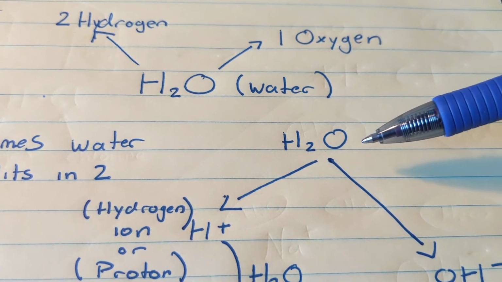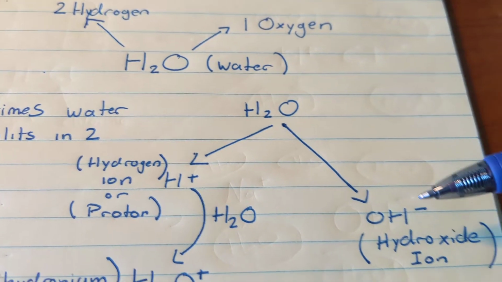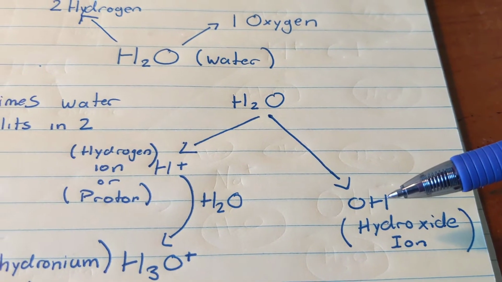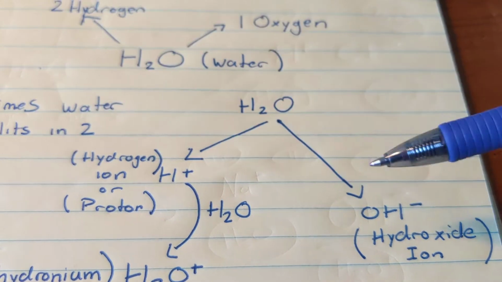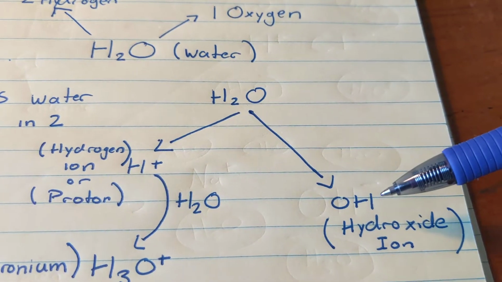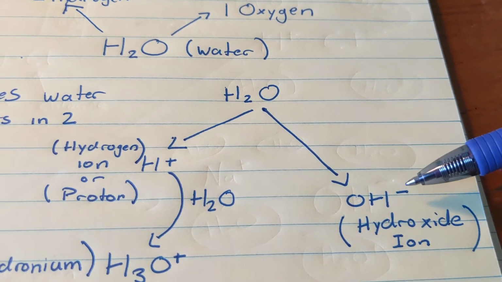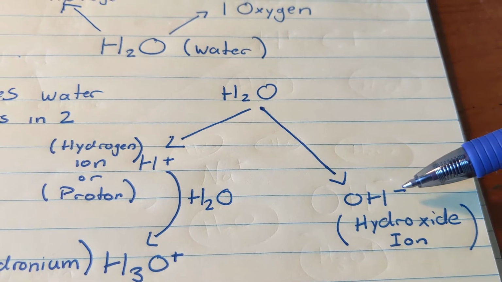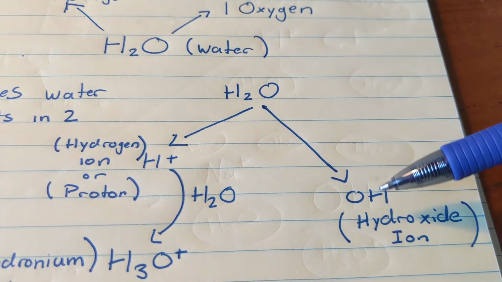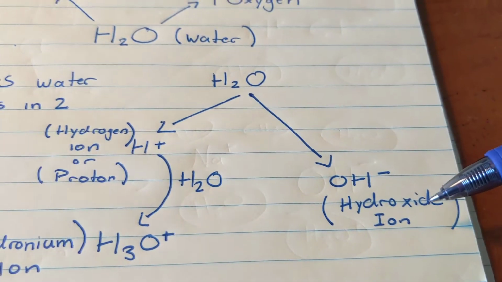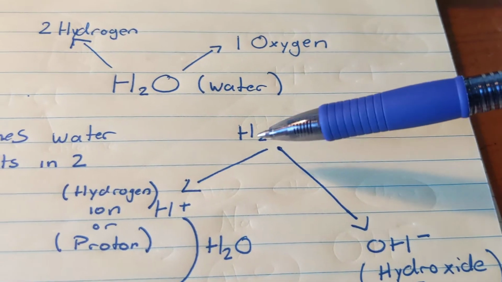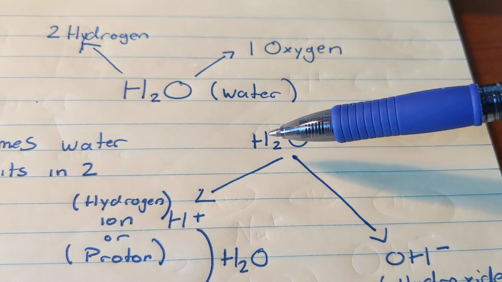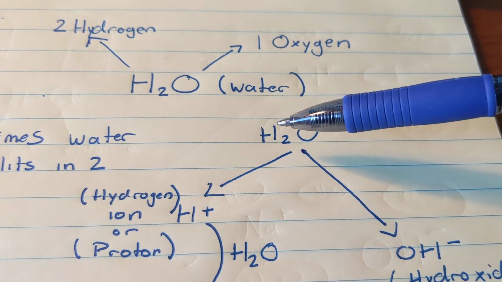One of those pieces is called OH minus. So one of the oxygen and one of the hydrogens break off with a negative charge. That's what this minus sign represents. We call this OH minus piece the hydroxide ion. All right. The other piece that's left over is just one extra hydrogen.